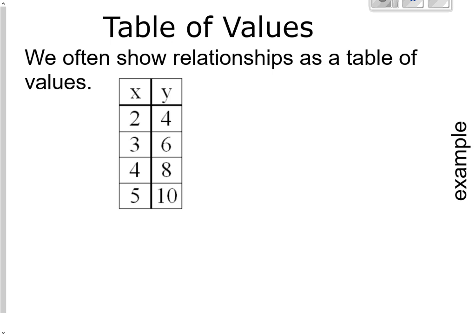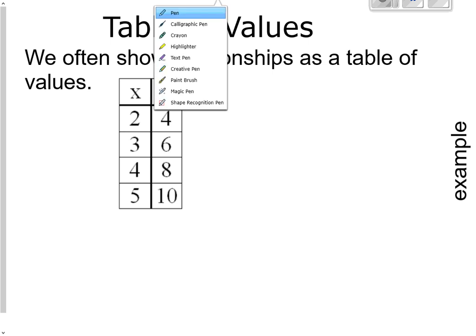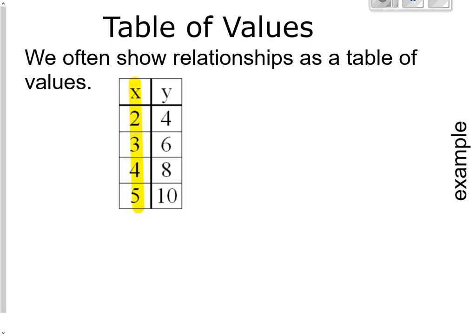If we were going to look at this in terms of a table of values, basically what you're looking for are duplicates in your inputs. So in this case, we're looking at our X column, and we're trying to see if there are any duplicate numbers. So there's my X column. And I can see 2 goes to 4, 3 goes to 6, 4 goes to 8, 5 goes to 10. There are no duplicates, so this is a function.